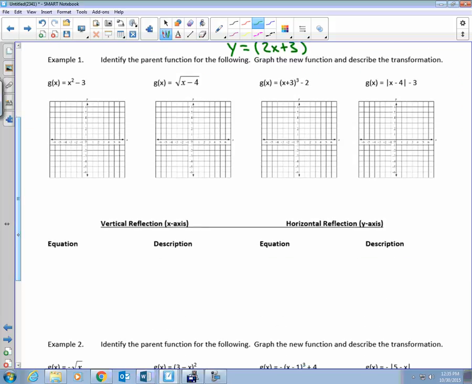Okay, let's do some examples. Identify the parent function. What does the parent function look like for the first example? Parabola. So I would encourage you to draw this light on your sheet and then draw the actual graph dark. What kind of transformation do we have? Is it on the outside or inside? Outside, so is it vertical or horizontal? Vertical, so it's going to be down 3. So I shift the entire graph down 3. Done and done. Piece of cake. What does the next parent function look like?